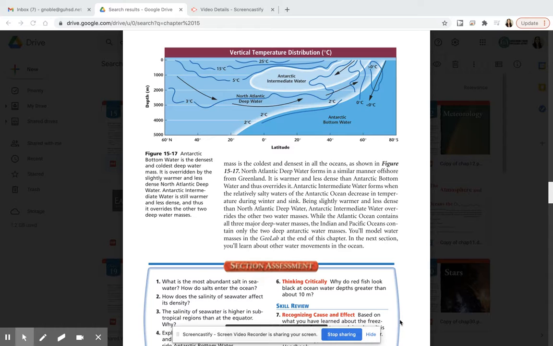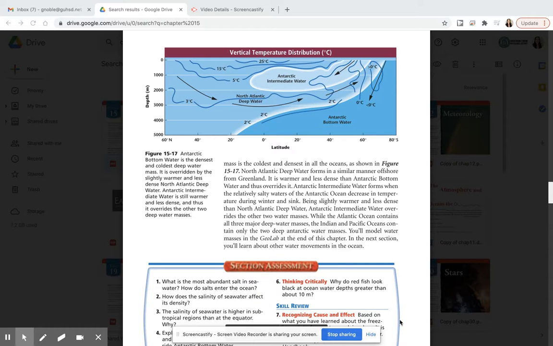Antarctic intermediate water forms when the relatively salty water of the Antarctic Ocean decreases in temperature during the winter and sinks. Being slightly warmer and less dense than North Atlantic deep water, Antarctic intermediate water overrides the other 2 water masses. While the Atlantic Ocean contains all 3 major deep water masses, the Indian and Pacific Oceans contain only 2 deep Antarctic water masses. You'll model water masses in the GeoLab at the end of this chapter.